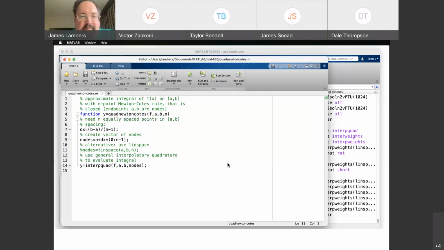Now in the first section in the book on numerical integration, section 9.2, that deals with general interpolatory quadrature. One of the functions that you would be writing as part of a homework for that section is this one, interp quad.